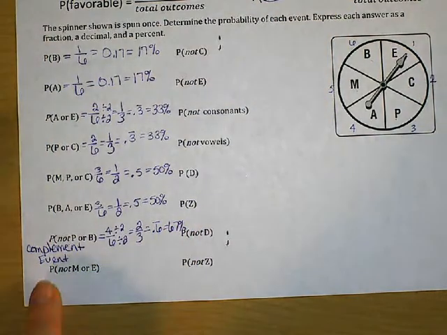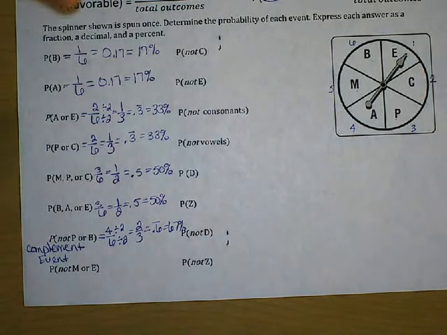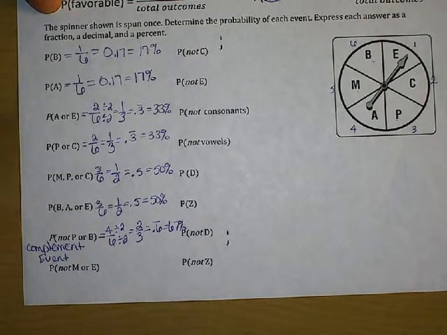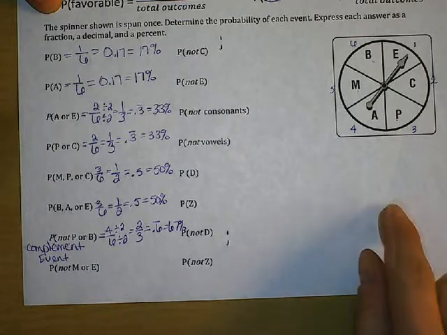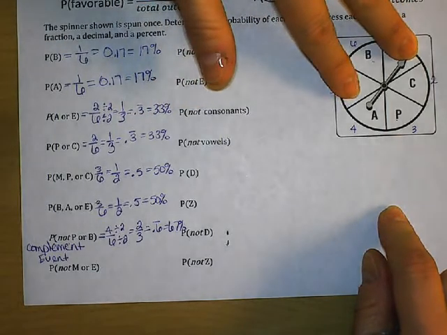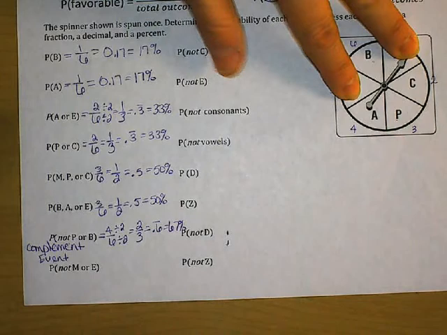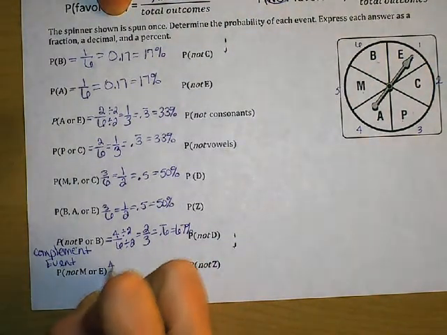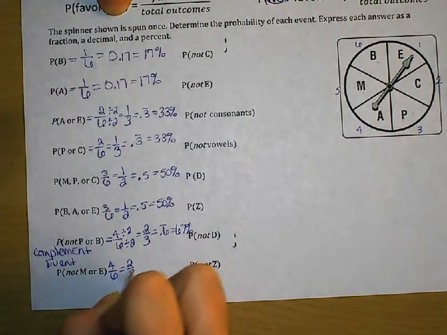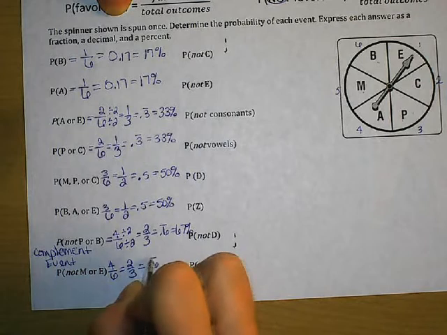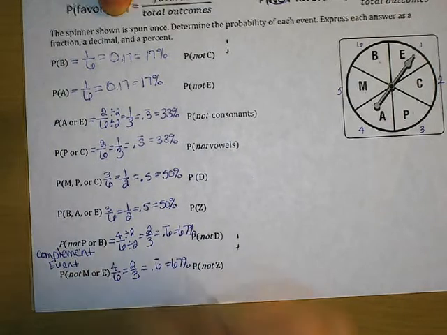Let's see if you can find out if it's the same for the probability of not M or E. Very good. You did find that they were the same. Because if I take away the M and the E, I know that there are 4 remaining. So this as well is 4/6, which is 2/3, which is 0.67, or 67%.